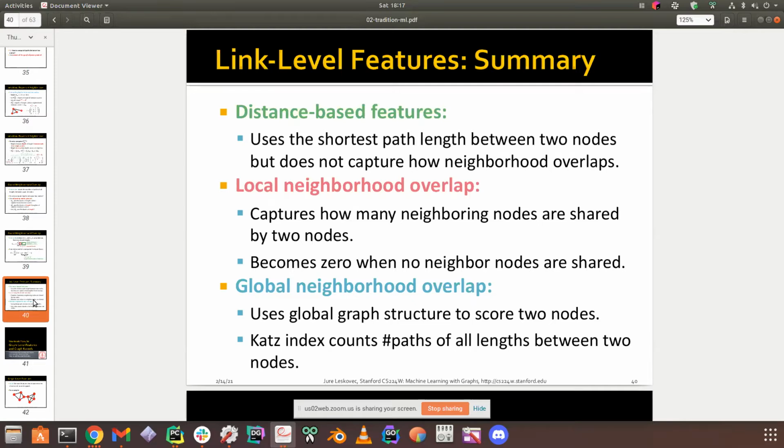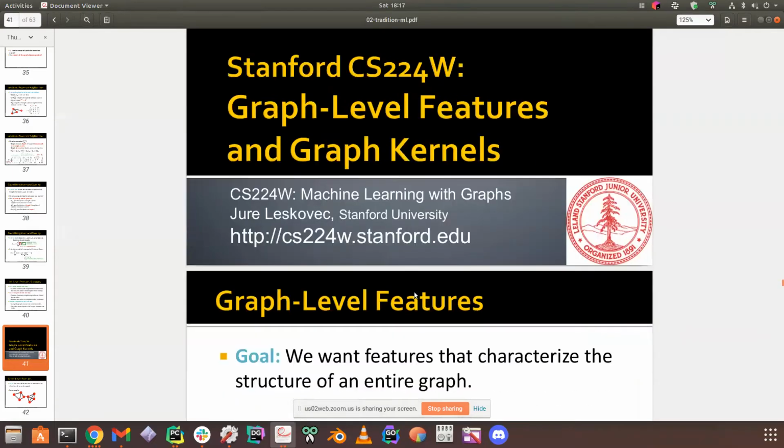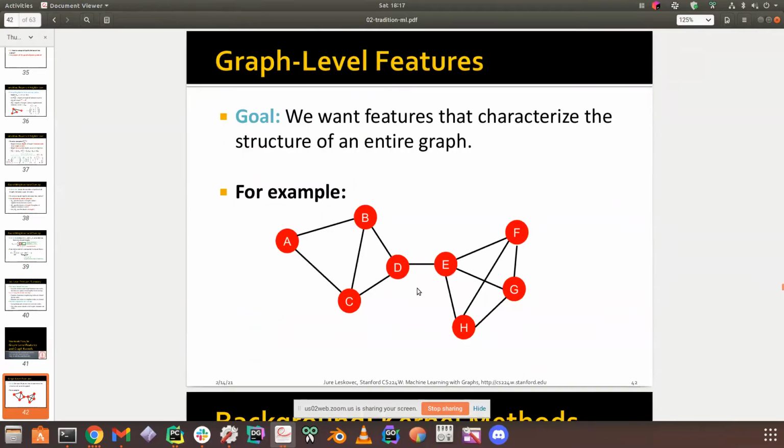So for example, the Katz index, which we were talking about earlier, counts the paths of all different lengths between every node pair in the graph. And then the last kind of features are the graph-level features and graph kernels, which are useful, as the previous slide said, a few slides back, for predicting the properties of whole graphs, like a molecule.